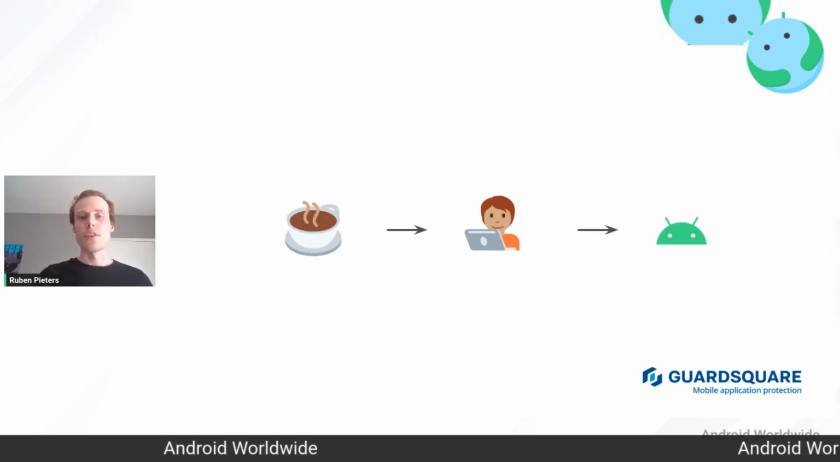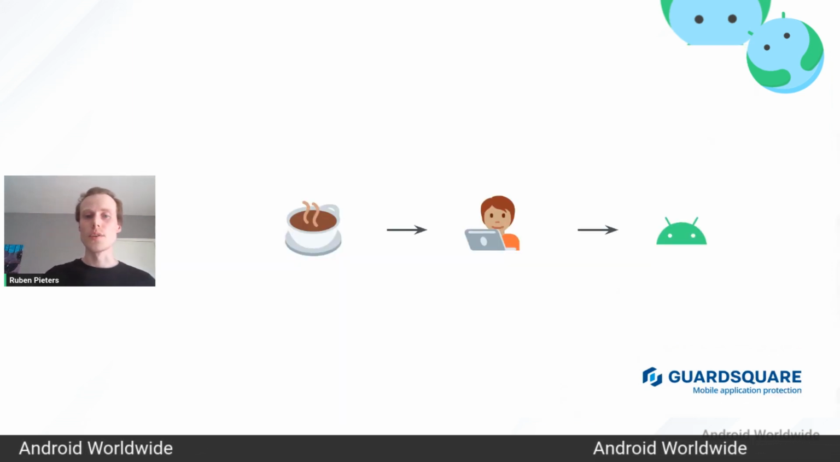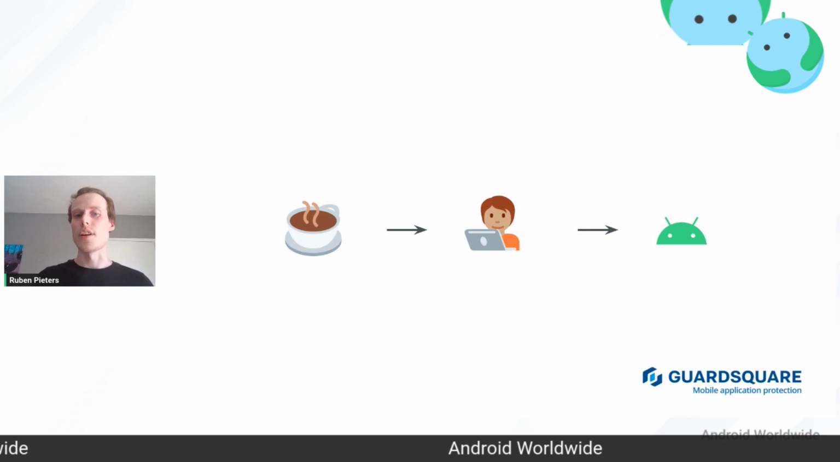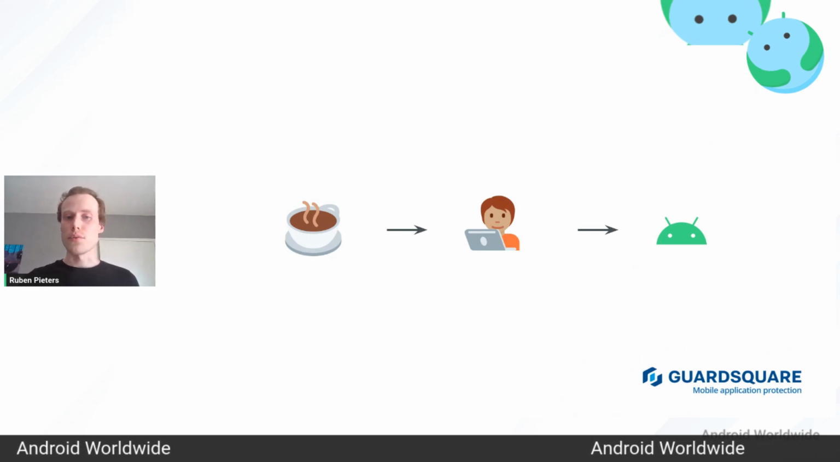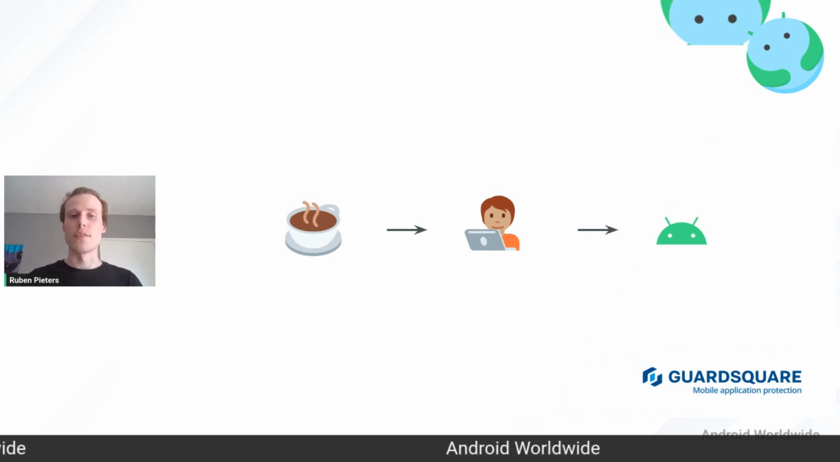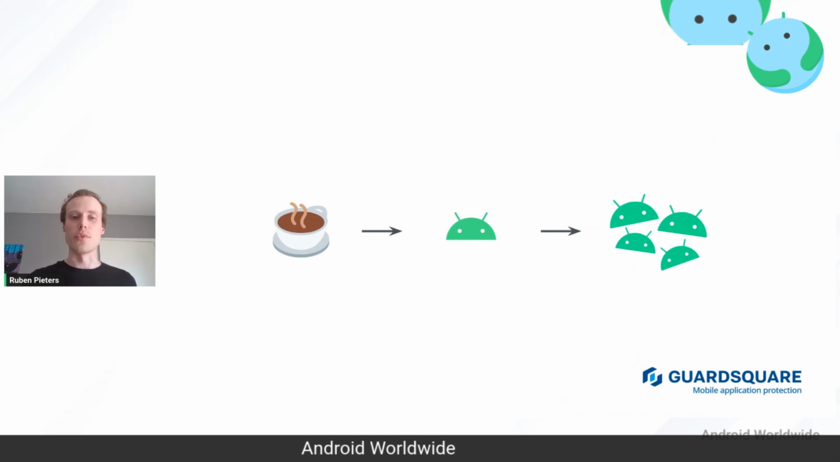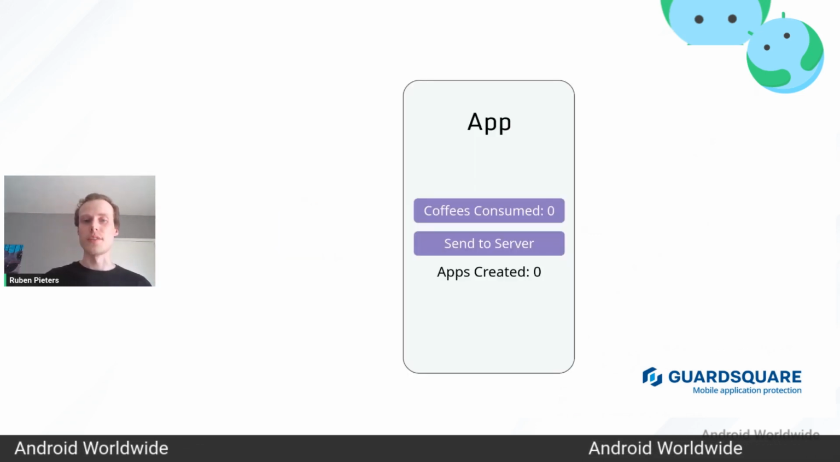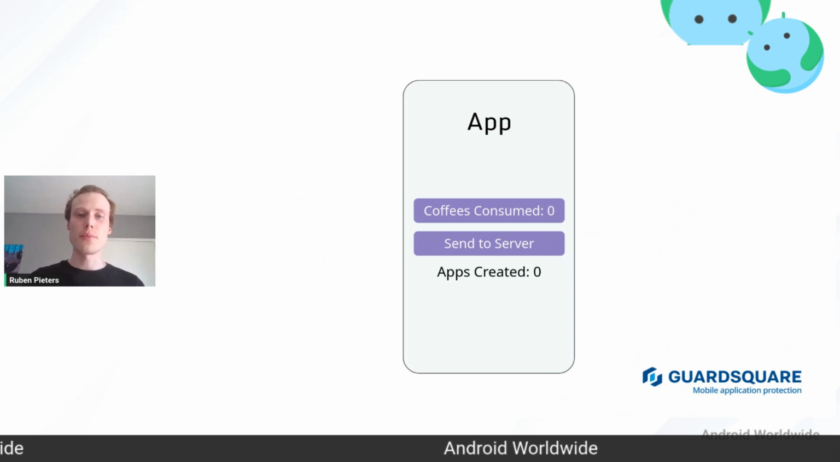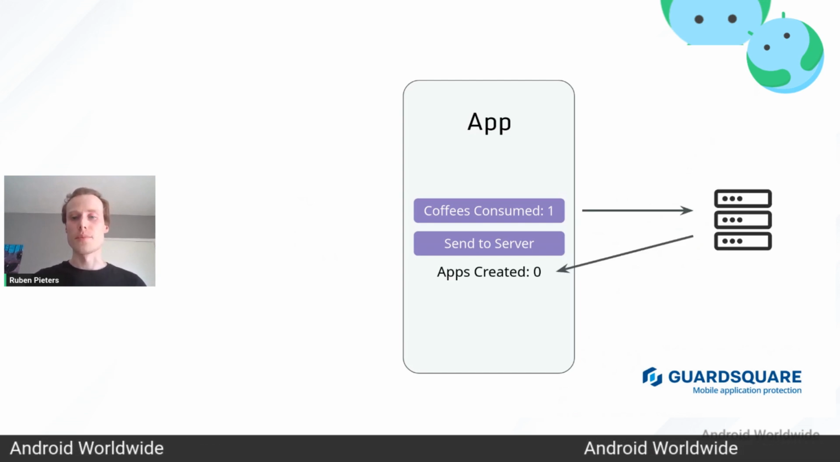So recently, a friend of mine had this kind of weird idea for an app. He said, okay, normally an app is developed like this: we have a developer, he consumes coffee and then creates an app. What if instead we have an app consume coffee and create more apps? So what the UI would look like was something like this. We have an app, we click on a button and the app consumes coffee, and then we send it to the server for verification and apps are created.